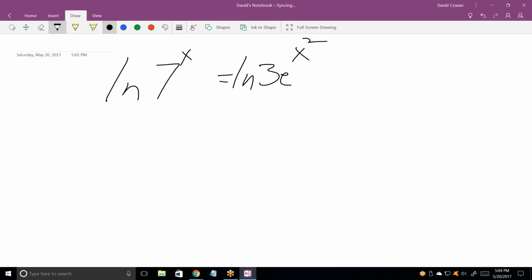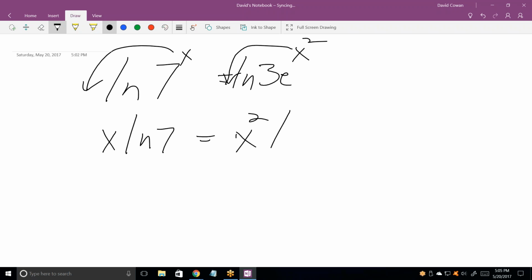So then, does the e cancel out on the right side of the equation? Remember the rules of logs. And certainly for calculus purposes, the most important rule of logs is being able to take that exponent and put it down in front on the algebra line. In other words, I'm going to take that x, put it down there. I can do that. And I'm going to take that x squared and put it down there. I can do that. So I end up with x ln 7 equals x squared ln 3e.